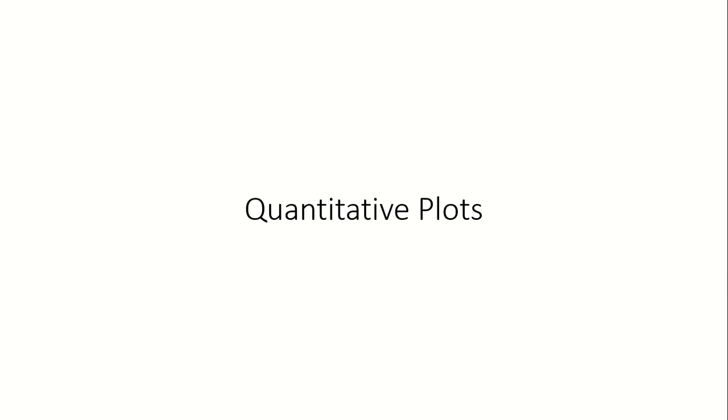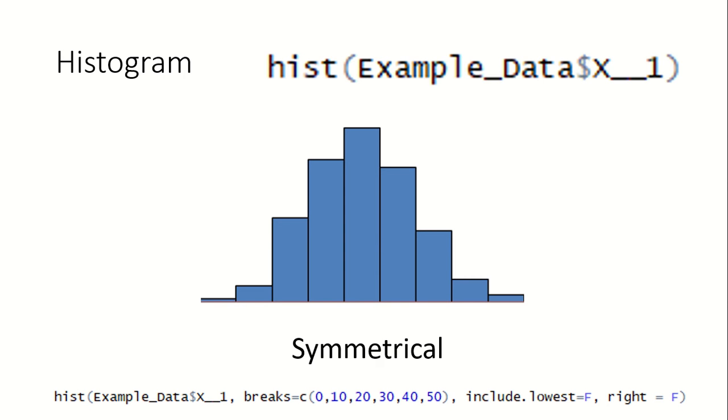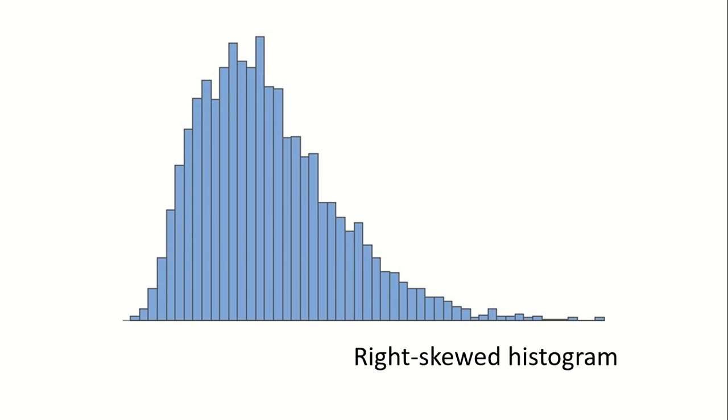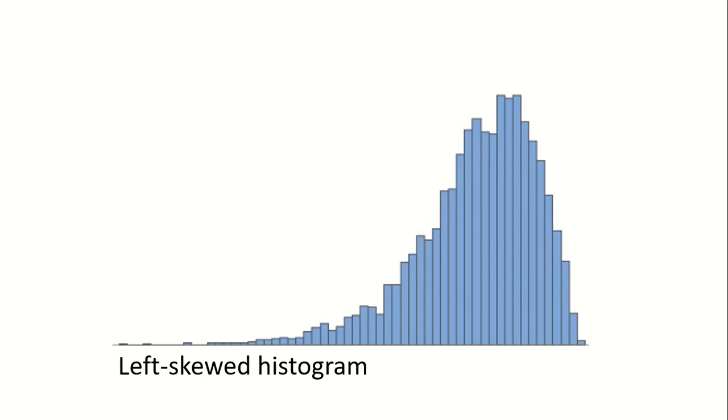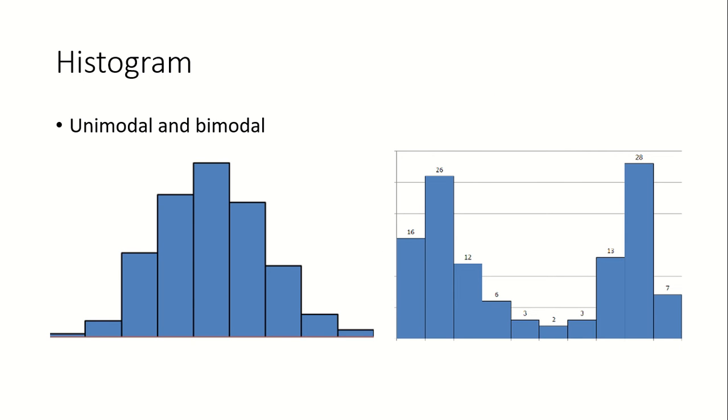Next, I'll go over types of plots. First, you have a few quantitative plots, including histogram. You use hist and then your data frame, and x, whatever your x value is titled. This is an example of a symmetric histogram. This is a right-skewed histogram. This is a left-skewed histogram. Here is a unimodal histogram and bimodal histogram.